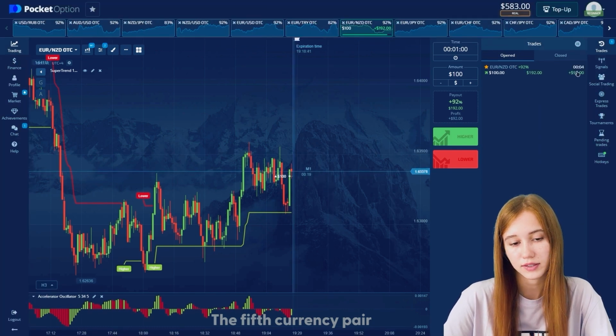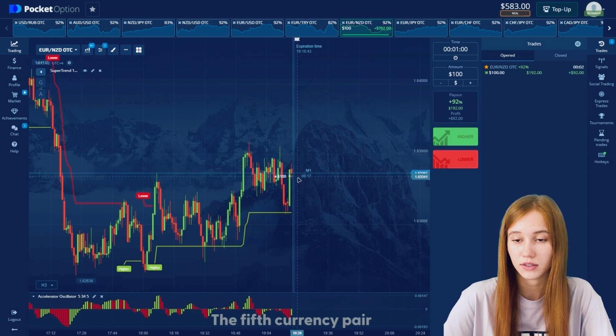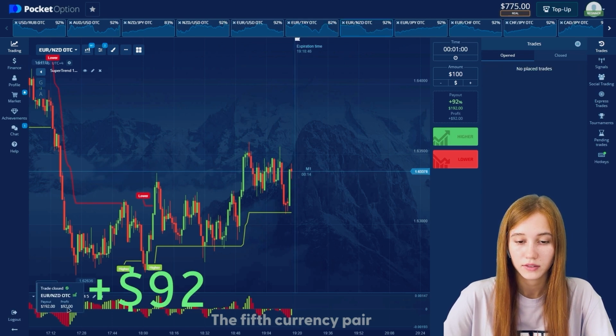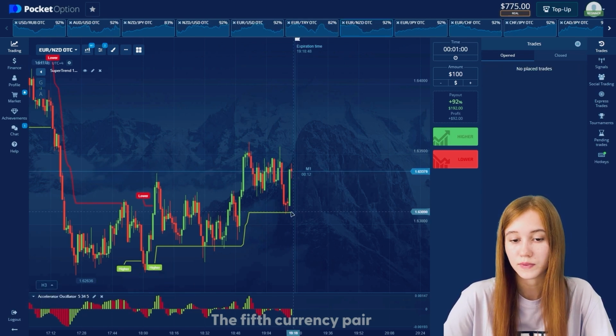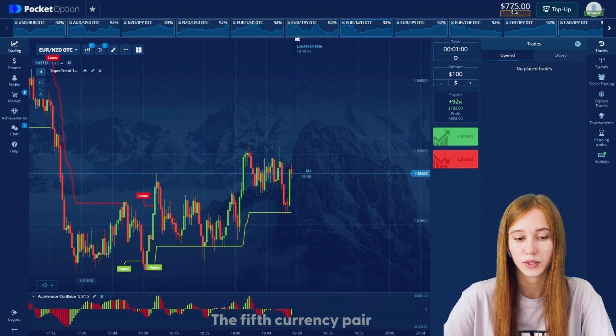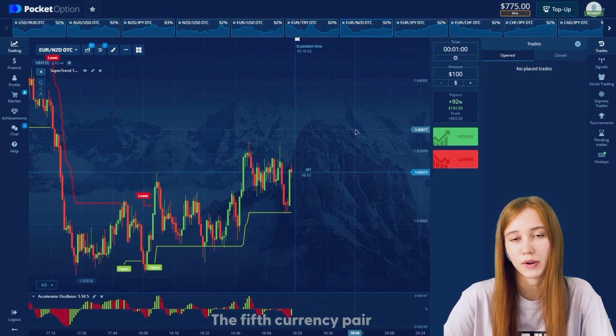There are 4 seconds left until the end of the deal. So a small doji candle is formed, plus deal, $92. Good. And don't forget to subscribe to my YouTube channel.